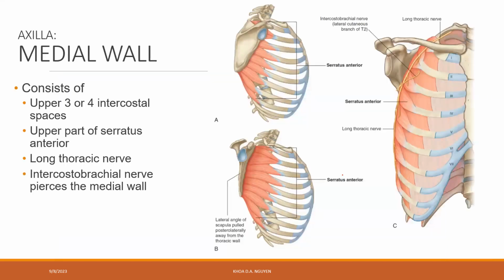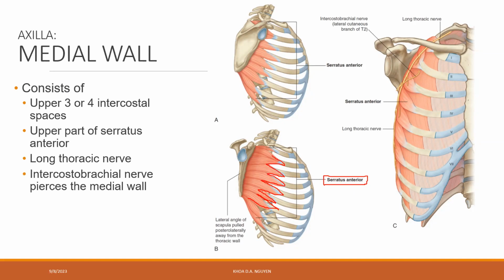All right, so now let's go on to the medial wall. The medial wall is going to be made up mostly of the ribs, the intercostal spaces between the ribs, as well as this muscle right here that is called the serratus anterior muscle. The reason it is called the serratus anterior is because it looks like a saw, serrated, a saw-like muscle.